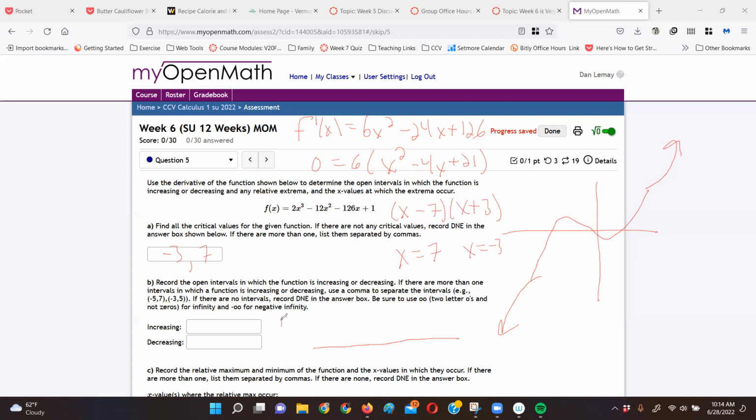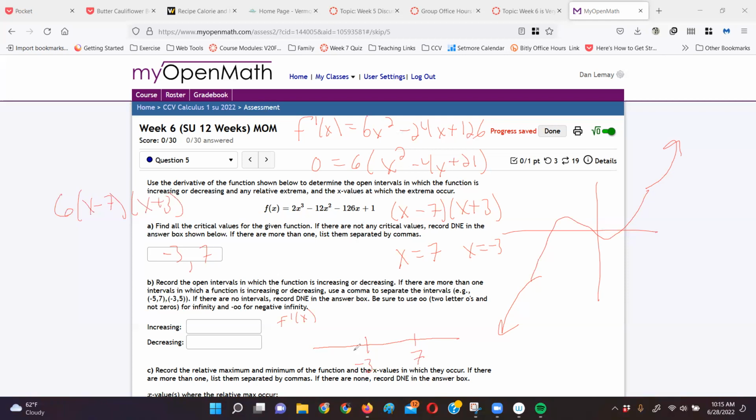So all I'm going to do for this question is think about the derivative. What I'm specifically going to look at is 6 times x minus 7 times x plus 3. That factored form, it is positive, right? So I'm going to test, and again, this is not a closed interval, so we don't have any endpoints. All we have to worry about, as far as maximums and minimums, are those two values.